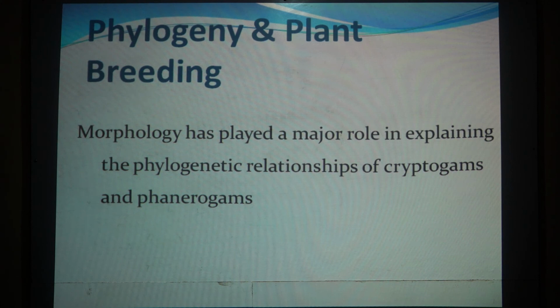So these morphological characters are also useful in plant breeding. So these are about the importance of morphology.